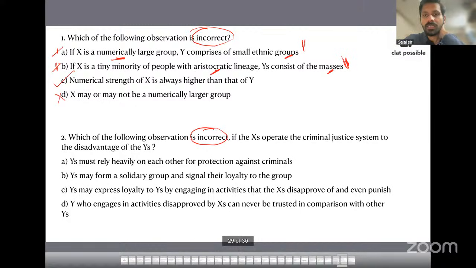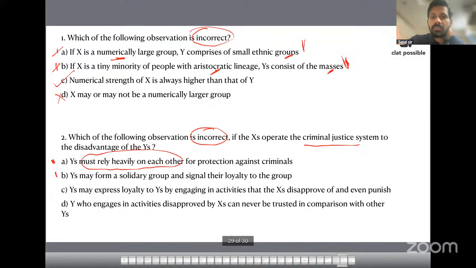Let's do this. A says Y's must rely heavily on each other for protection against criminals. That's okay, because they are operating the criminal justice system. They must rely heavily on each other, right? So they are being discriminated against. So yes, this looks fine, not incorrect. B: Ys may form a solitary group and signal their loyalty to the group. Yes, of course, this also aligns with the passage.